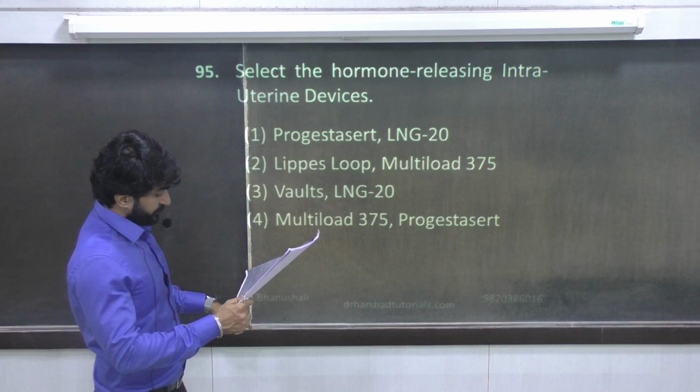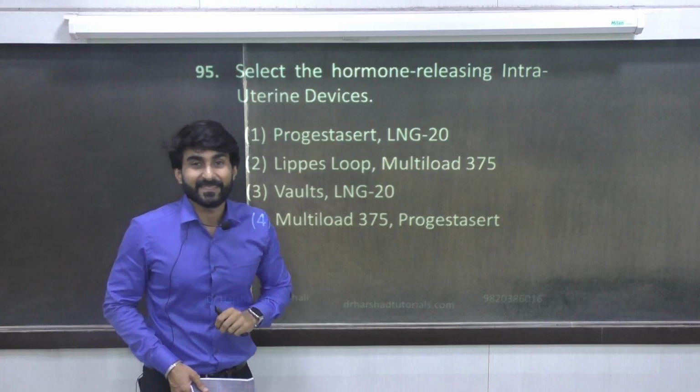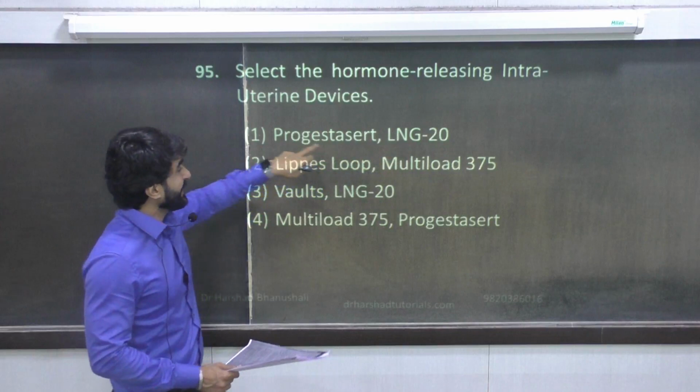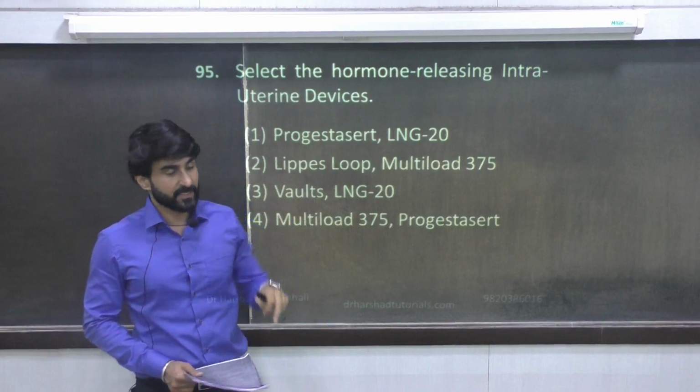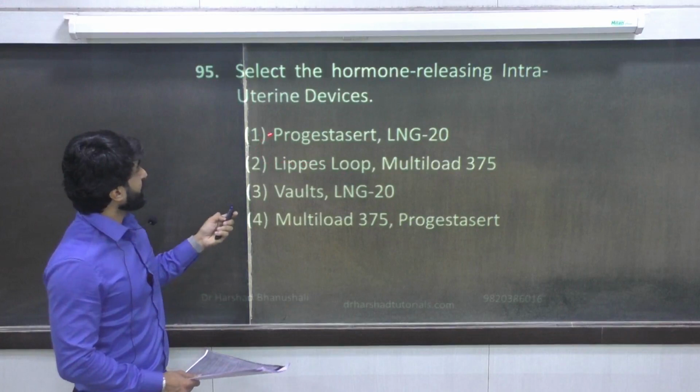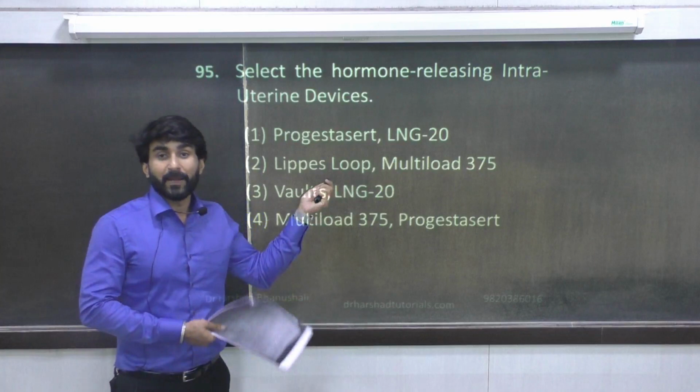If you see Multiload 375, in both the options you have Multiload 375. Multiload, if you see the example, is a copper releasing IUD. So our answer would be LNG-20 and Progestasert. Both of these are hormone releasing IUDs. So the answer for question number 95 would be option number 1. This, by the way, is a question from the chapter Reproductive Health.